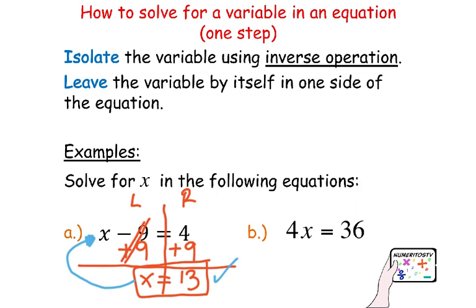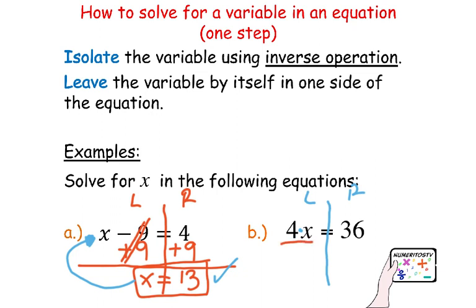What about example B? Here we have 4x equals 36. So, I am going to divide my equation left and right. Now, 4x, remember that means 4 times x. So, we need to isolate x. Right now, it's not by itself. It has a 4 multiplied. So, the operation is multiplication. So, the inverse operation of multiplication is division.